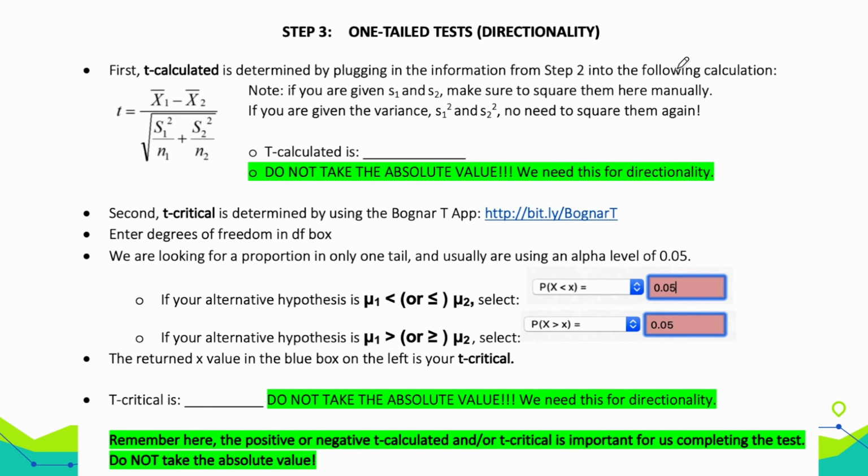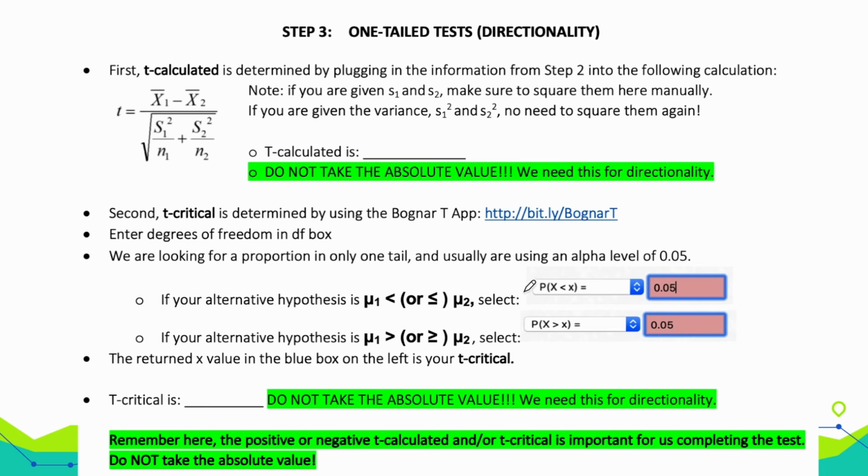Step 3 is actually calculating the t calculated value again. Here, we use the same formula as before. We just don't take the absolute value no matter what comes back from the calculation. And then t-critical is calculated using the same Bognar T app.